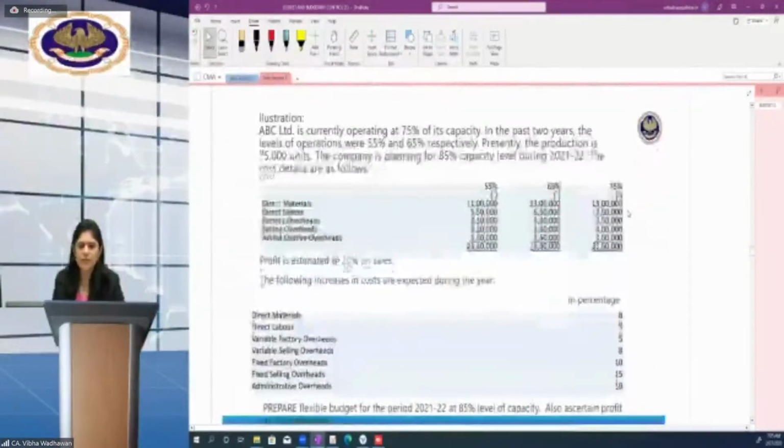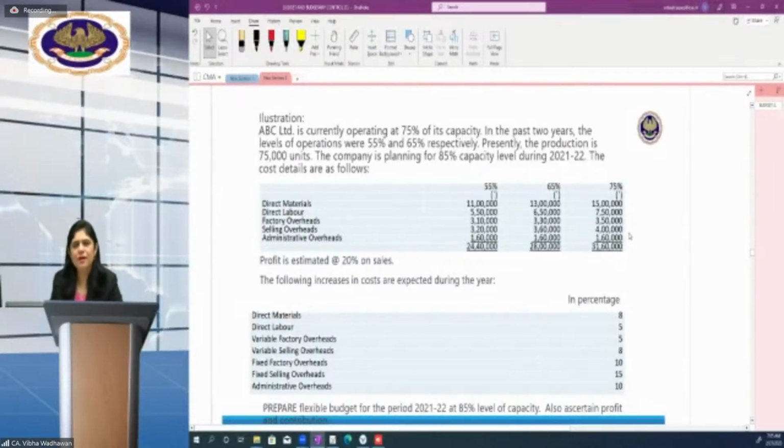I think we did this numerical yesterday. It was at different capacity. When we make the budget at different levels of activity, like we did in this question at 55%, 65%, 75%, and then 85%, this is part of the flexible budget. A flexible budget is made at different levels of activity.